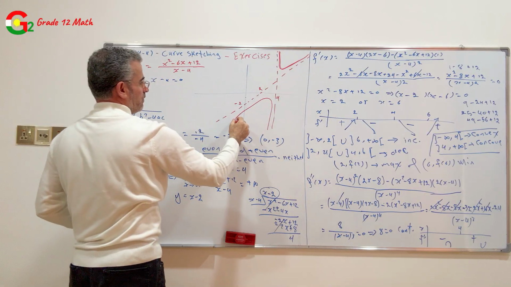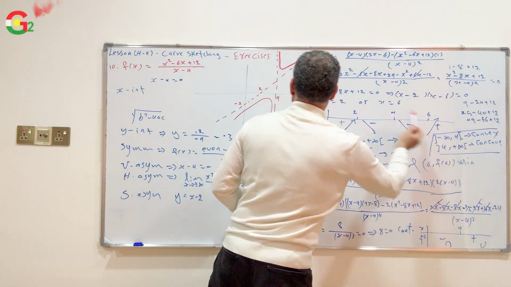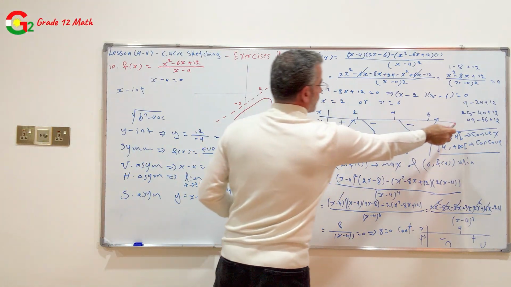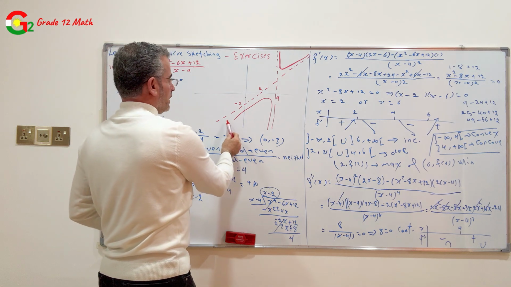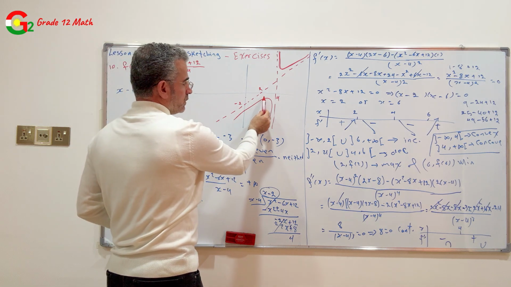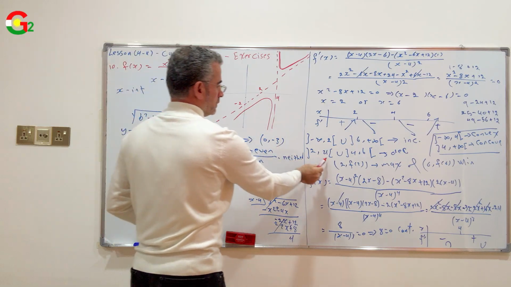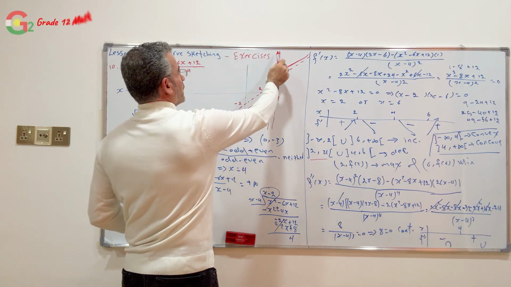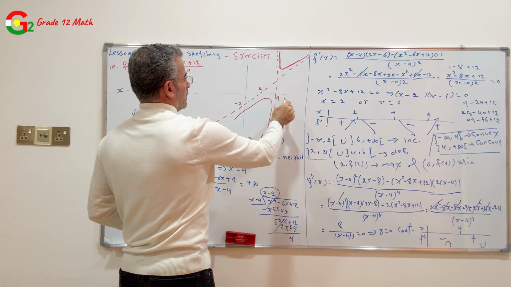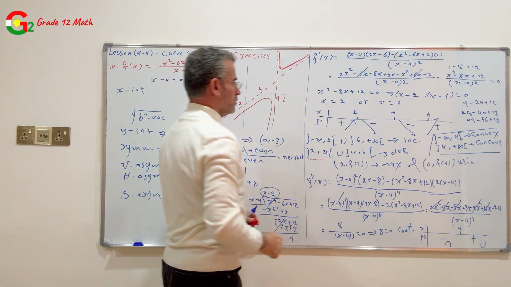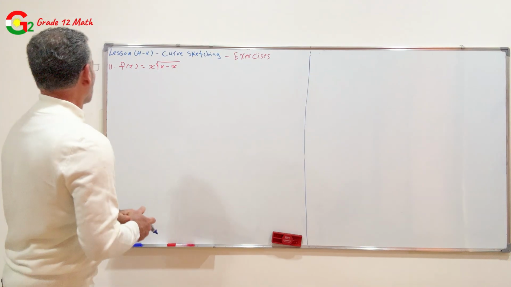The function is concave from negative infinity to 4 and convex from 4 to positive infinity, is increasing from negative infinity to 2, decreasing from 2 to 4, and decreasing from 4 to 6, increasing from 6 to positive infinity.